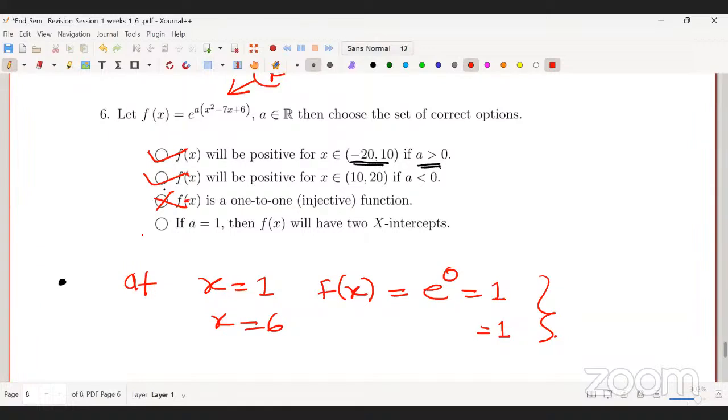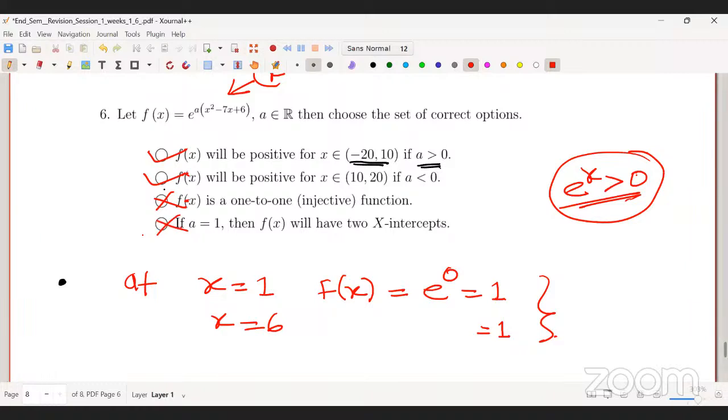So x-intercept means it will cross the x-axis, right? That means the y value is 0, right? As I already said, this e power x is always greater than 0, so it doesn't matter what the value of x is. That means it can't cross the x-axis. Forget about crossing, it can't even touch the x-axis. So this statement is also incorrect.